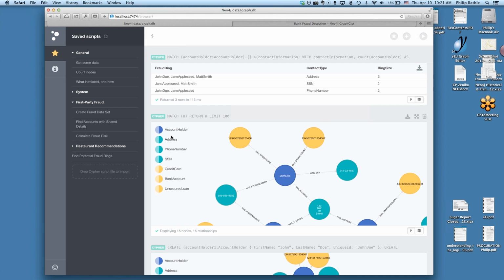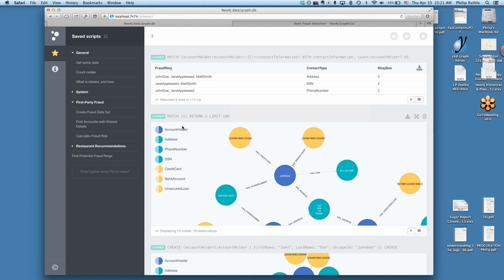In fact, one of the distinguishing factors of this type of technology as opposed to other types of technologies, some of the other big data, Hadoop-style technologies or relational databases, is that in those, the bigger the data set, the longer these kinds of real-time queries take. That's actually not true with Neo4j because it's a native graph database.